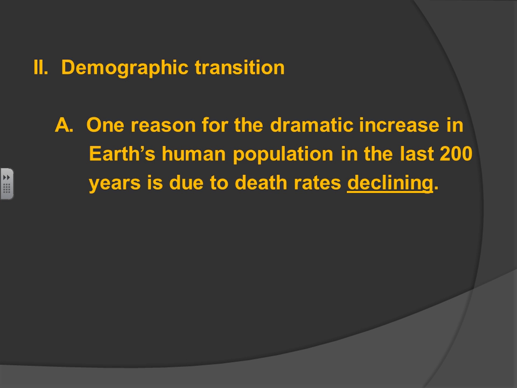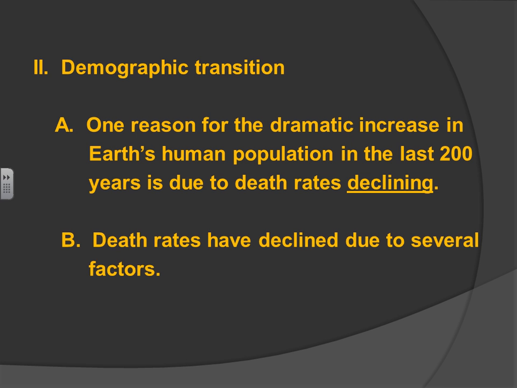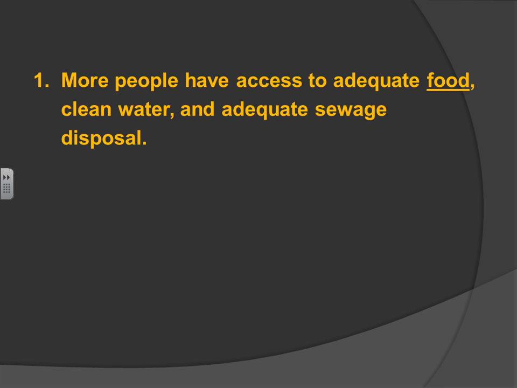So this is Roman numeral 2a. One reason for the dramatic increase in Earth's human population in the last 200 years is due to death rates declining. B, death rates have declined due to several factors. Number one, more people have access to adequate food, clean water, and adequate sewage disposal. If your death rates decline, then people are living longer and people aren't getting sick. And all of those are attributed to these three factors for the most part.